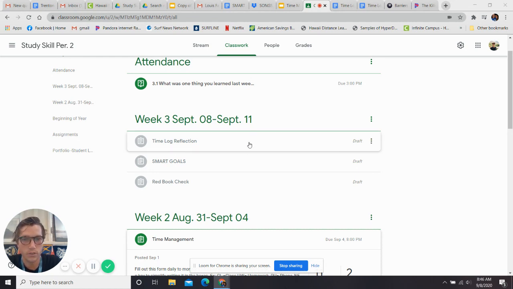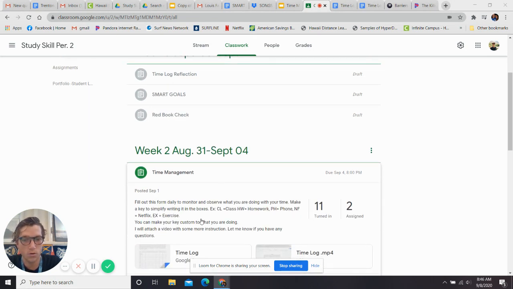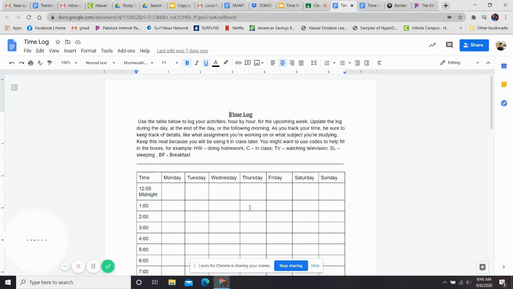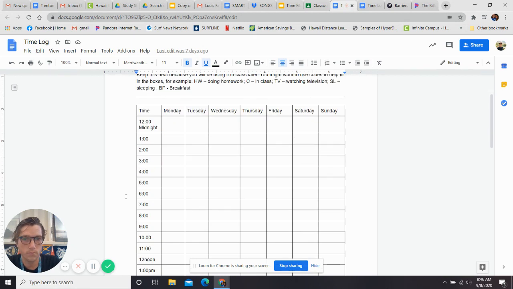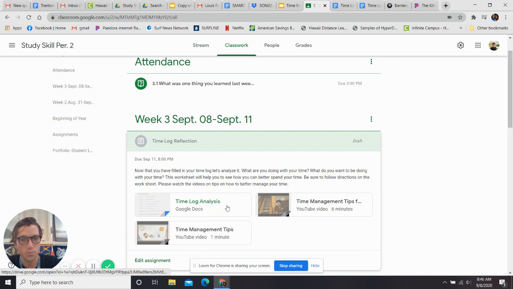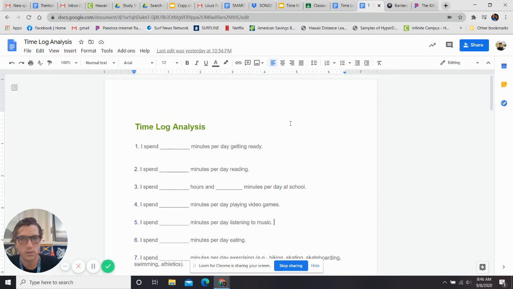What you're going to do for this first assignment, the time log reflection, is grab the time log that you filled out last week. So yours should be like this, but filled out. Then you're going to go to this time log reflection and open this analysis up. You can watch the videos before this, and they'll give you some ideas too. These are just some videos about time management help. Click on this time log analysis, and it takes you to this worksheet.